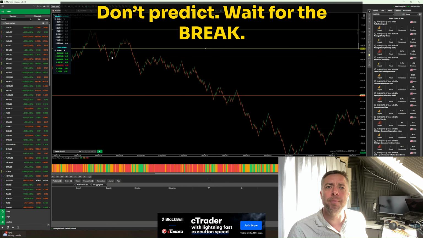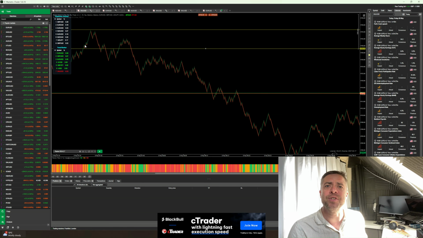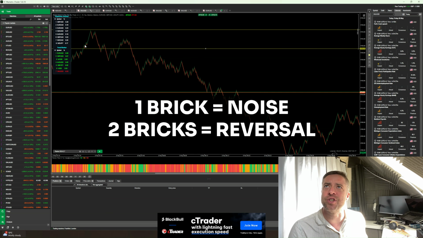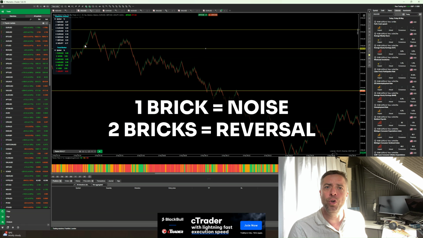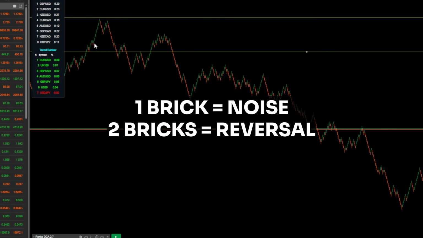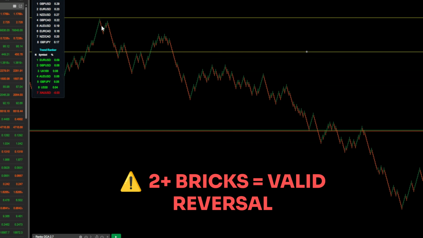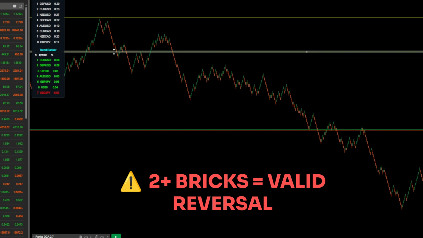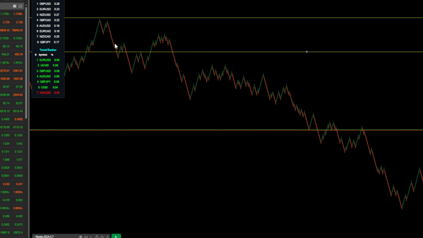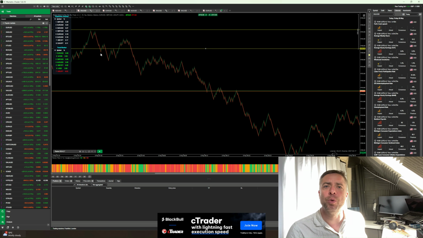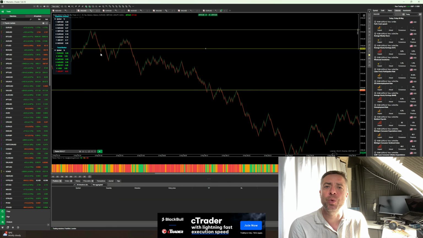Okay, but there's one rule that you must understand. A reversal only counts after 2 bricks in the opposite direction. 1 brick does not count. 1 opposite brick is just noise. So if price is moving up like it is doing here and there's 1 brick right there, you ignore that. If you see 2 or more red bricks, like up here, that's a valid reversal. Similarly, if price is moving down and there's 1 green brick, you ignore that. If you see 2 or more, that's a valid reversal. This one rule stops you from constantly moving your structure too early.